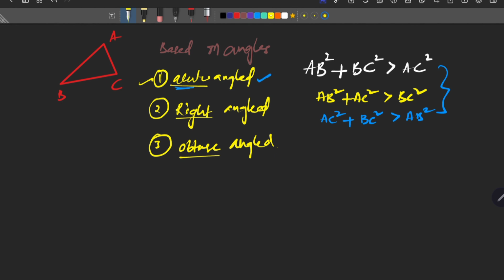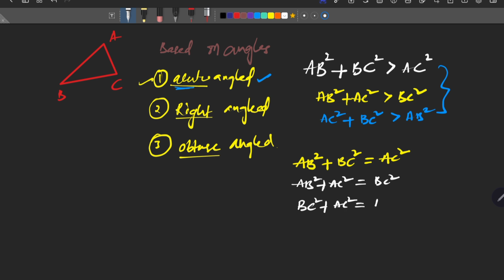Okay, the next possibility: the sum of squares of any two sides is equal to the third side's square. Again there are three possibilities: AB square plus AC square is equal to BC square, otherwise BC square plus AC square is equal to AB square. If any one of these is possible, we can say that type of triangle is a right angle triangle.